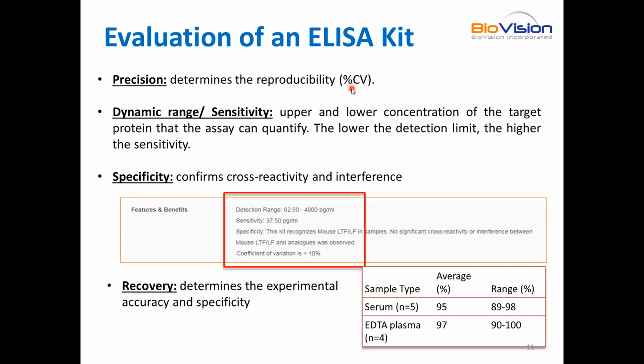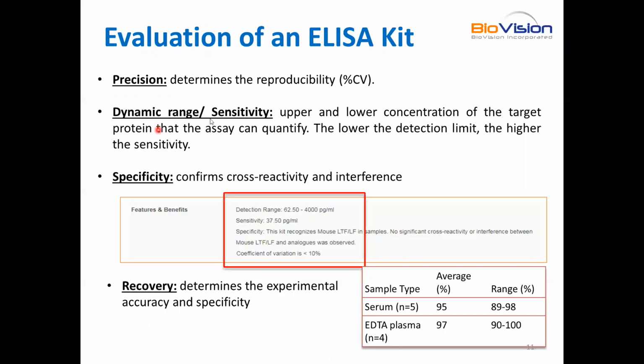Intra-assay precision is the reproducibility between wells within the assay, so that means two wells or three wells within the assay. Inter-assay precision is the reproducibility between different assays. For this one, you should also look for the coefficient of variation, or the reproducibility of the assays. This information is also generally provided in the data sheet.